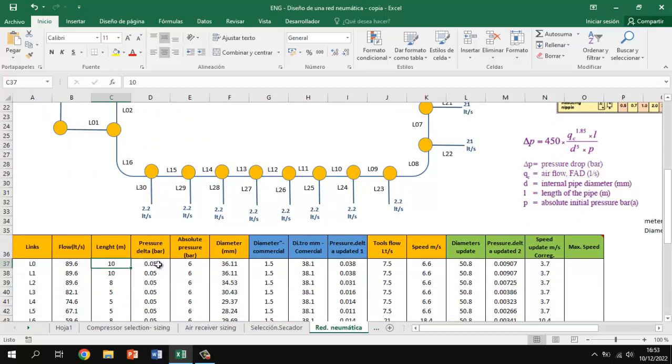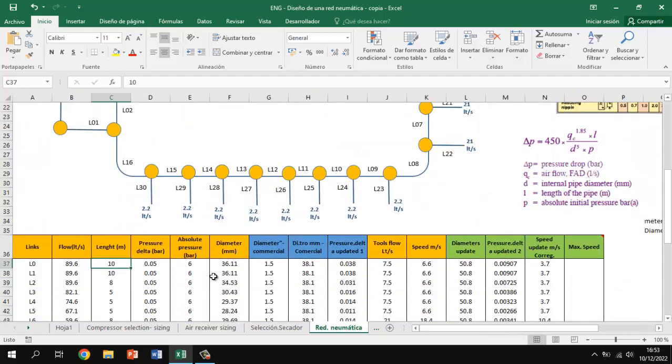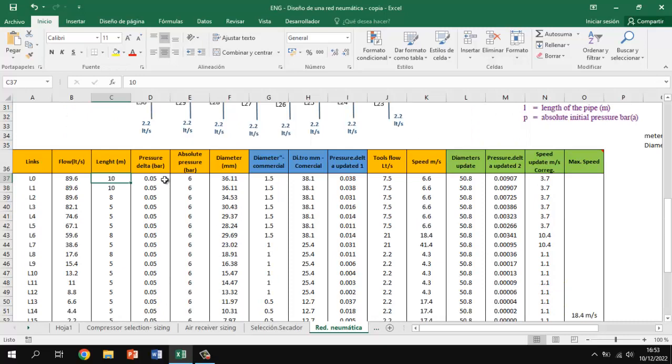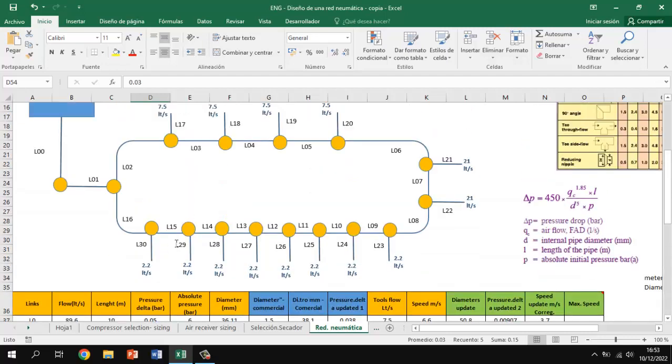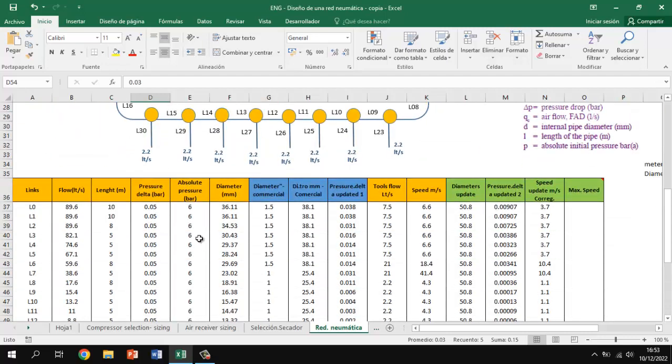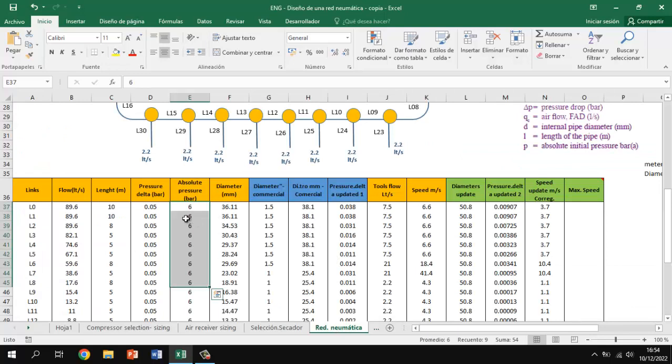In the case of pressure drop, or delta, I found these numbers in a recommendation from Atlas Copco that you can consider for service pipe and distribution pipe. In this case there's also cross riser, which we don't have here, but you can use it. Also, your working pressure, as you know, is 6 bar. This is also part of our initial conditions, but you can find this information in your pneumatic tool data sheet.